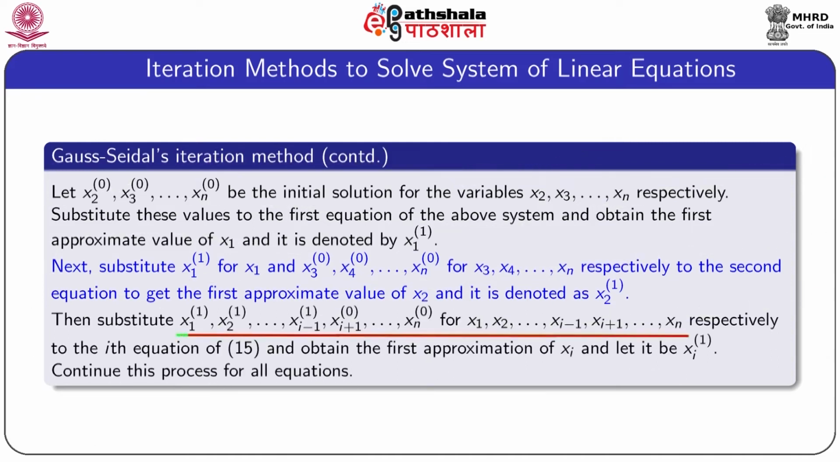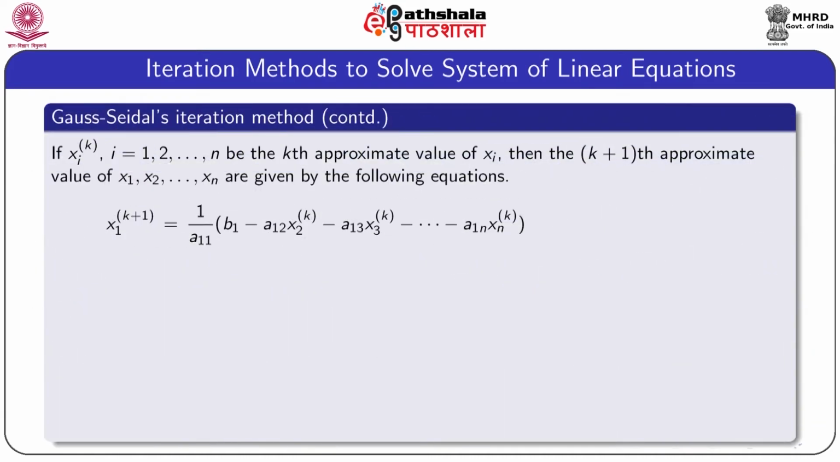Then we substitute x11, x21 up to x(i minus 1)1, and x(i plus 1) 0 up to xn 0 for the variables x1, x2 up to x(i minus 1), x(i plus 1) up to xn respectively into the ith equation of the above system of equations, and obtain the first approximate value of xi, and let it be xi1. So, we continue this process for all equations and we obtain the first approximate solution for the given system of equations.